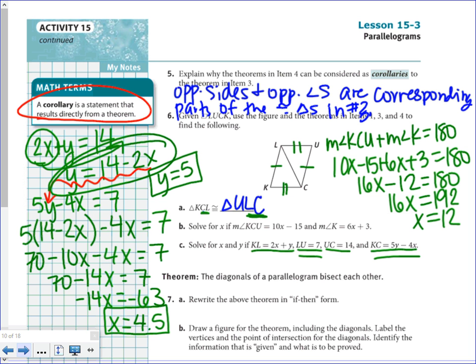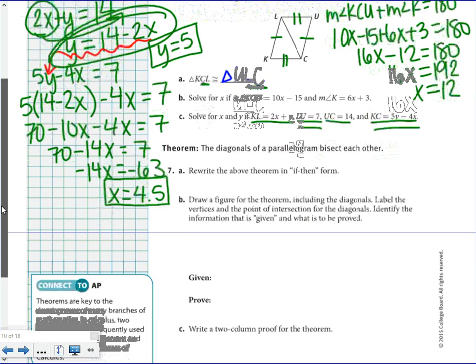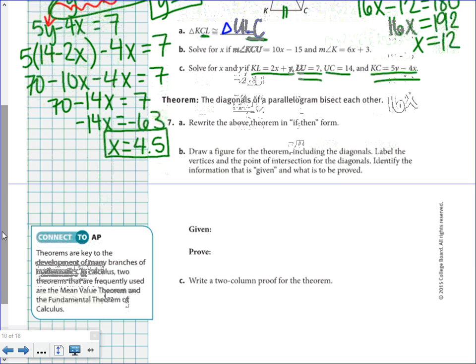So now we're going to look at another theorem. The diagonals of a parallelogram bisect each other. So that means they cut each other in half. It wants us to start off by writing that theorem as an if-then statement.